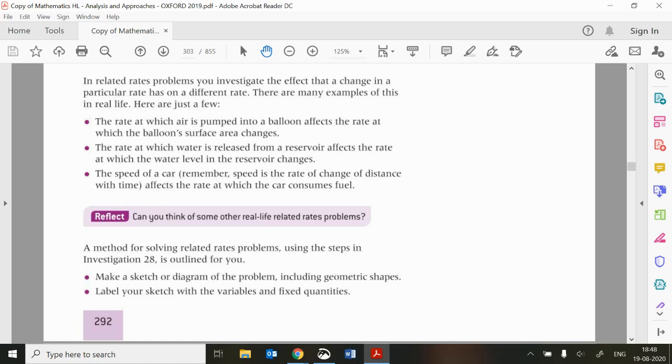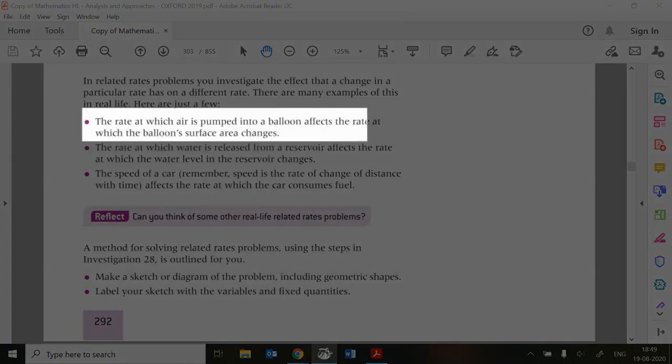And the third one says the speed of a car affects the rate at which the car consumes fuel. So again, we're talking about rates there. Speed of the car is d/dt of the distance, or ds/dt if you like, if we're talking about velocity, affects the rate of the car consuming fuel. So that would be df/dt. Let's just look at that first one. Let's take that one as an example.